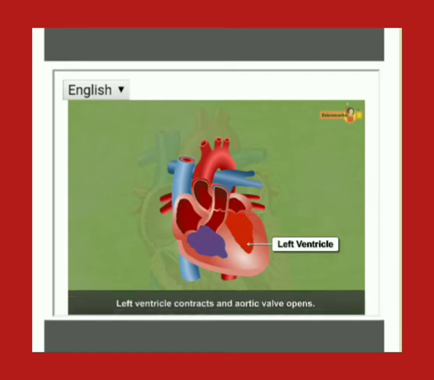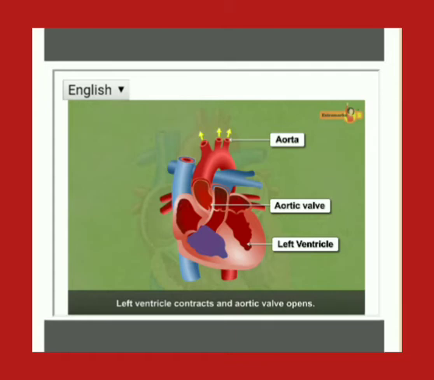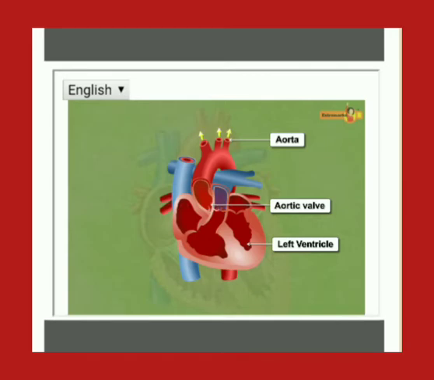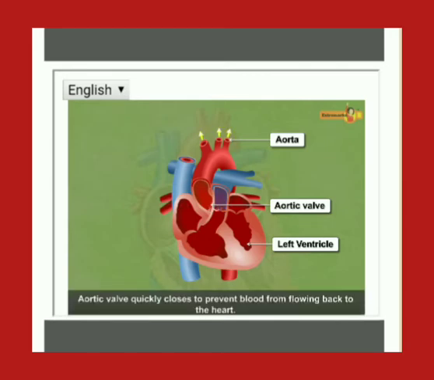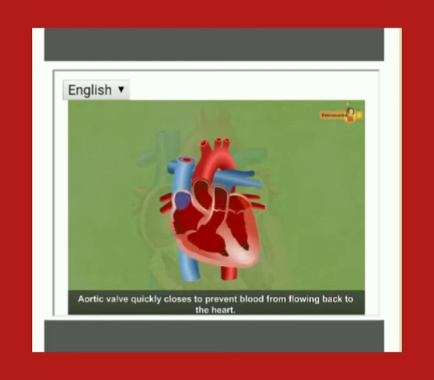Now left ventricle contracts and aortic valve or semilunar valves open. The oxygenated blood is pumped into the aorta, which distributes oxygenated blood to the rest of the body. This happens at the same time as the right ventricle pumps blood into the pulmonary artery on the other side of the heart. The aortic valve quickly closes to prevent blood from flowing back to the left ventricle. Meanwhile, both the atria start getting filled with blood, and in this way, cardiac cycle continues.